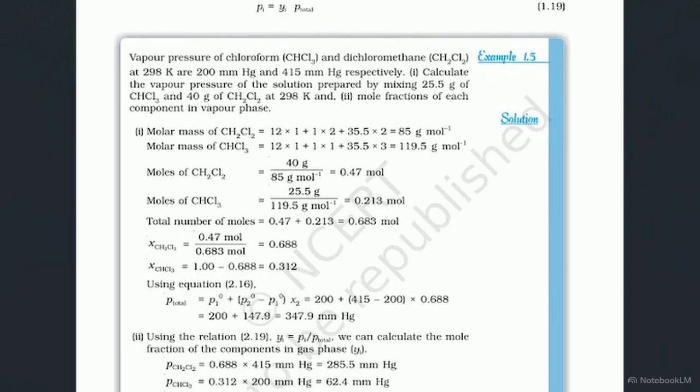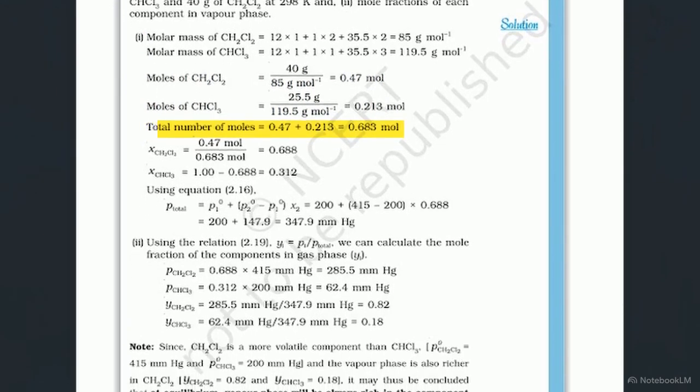Step 1 is calculating the molar mass of each molecule based on their atomic weights. Then you divide the given mass by that molar mass to find the actual number of moles for each liquid. Next, you add those two values together to get the total number of moles in the beaker. Only then can you divide each component's moles by the total to find x1 and x2, the true mole fractions in the liquid phase. Now you can safely plug those liquid mole fractions into Raoult's law.